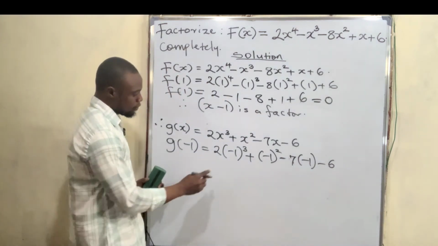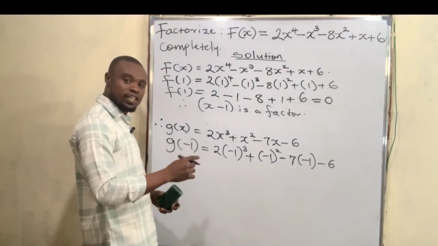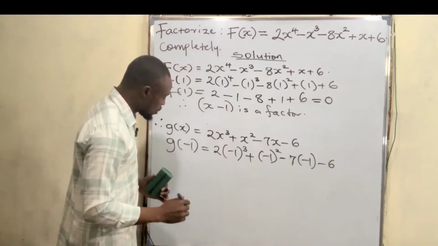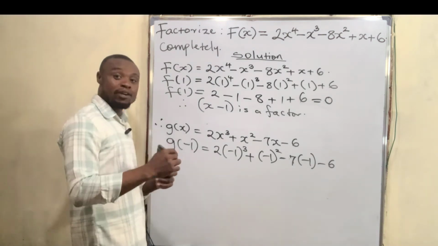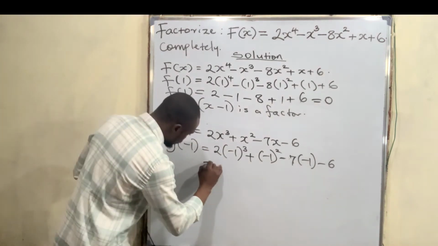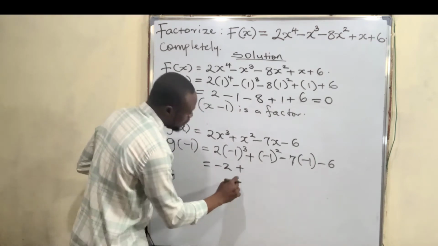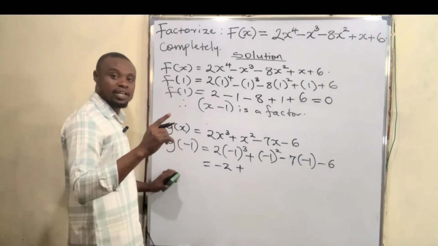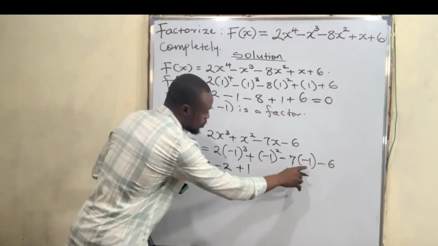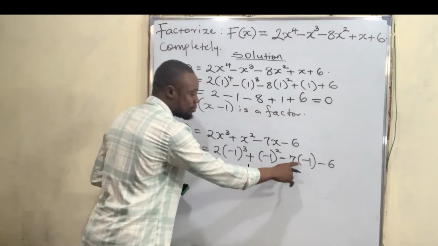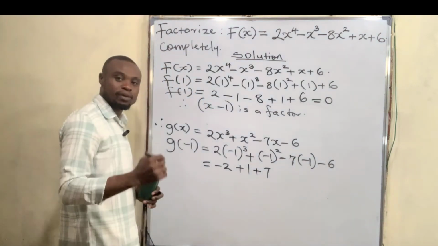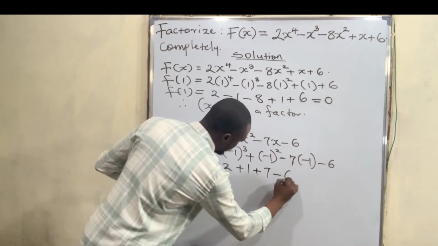Okay. Now, minus 1 to the power of 3 is the same thing as minus 1 times minus 1 times minus 1 in 3 places. So we are going to get a minus 1 at the end of the day, right? So that minus 1 multiplied by 2 gives us what? A minus 2. Now, minus 1 squared is minus 1 times minus 1, which is what? 1. Then we have a minus 1 multiplied by minus 7 gives us a plus 7. That's minus times minus is plus. Then finally we have our minus 6.